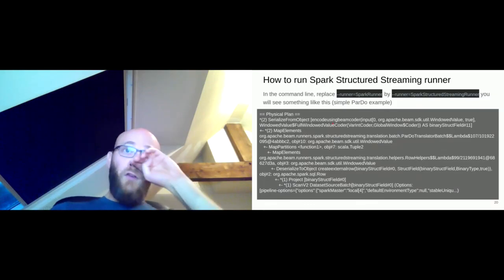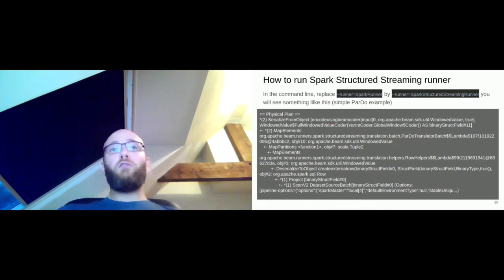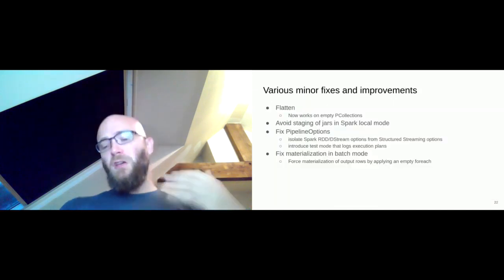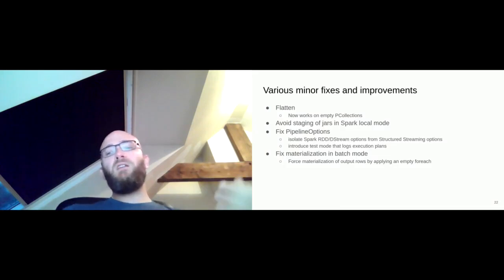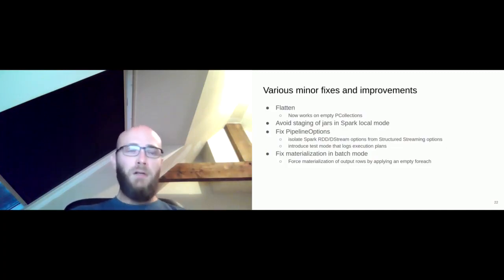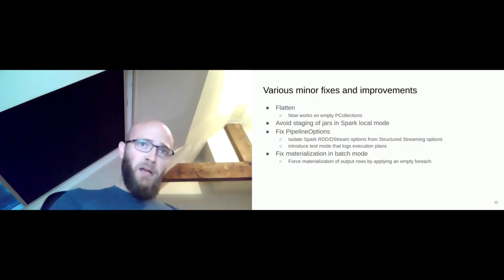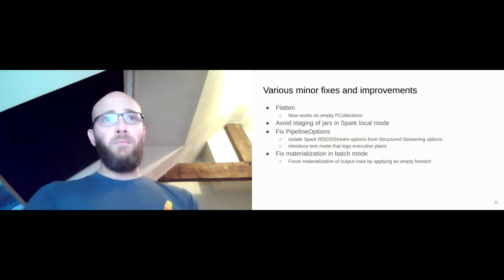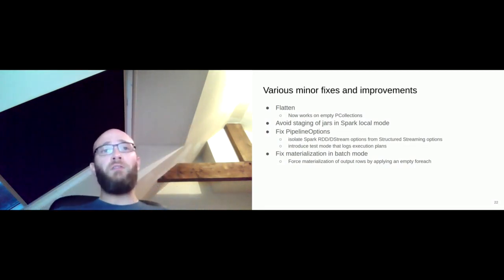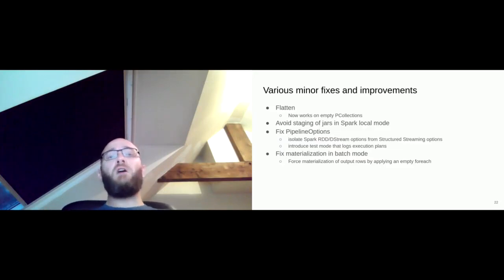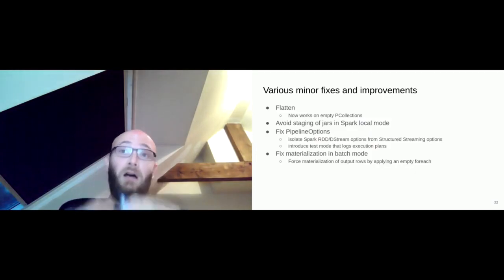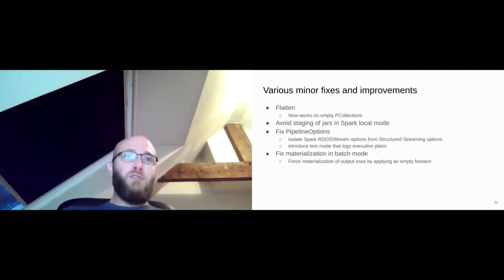We also avoided staging of the jars in Spark local mode, because in this mode, the Spark engine runs inside the same JVM, so the libs are already in the classpath, and we don't need to stage the jars. We also improved the pipeline options by splitting them between the current RDD/DStreams based runner options and the structured streaming based runner options.